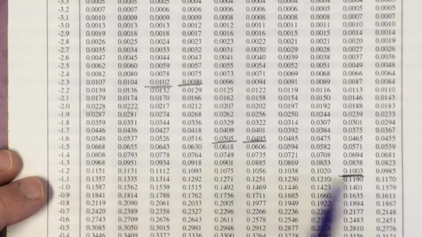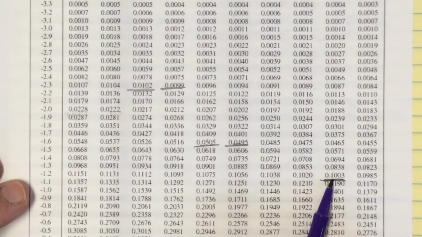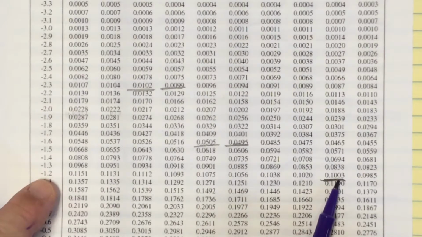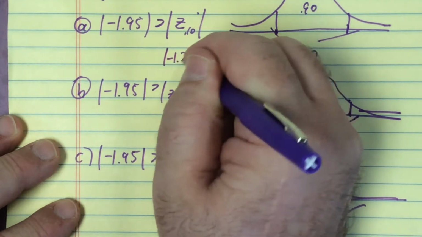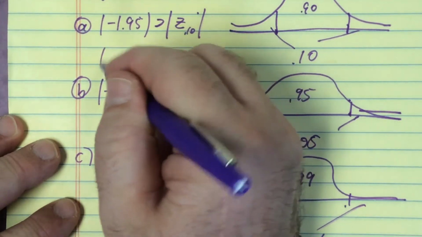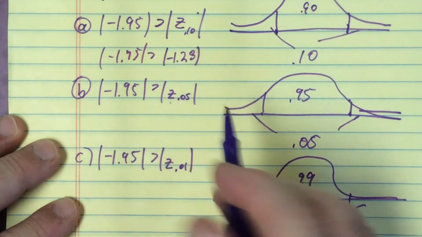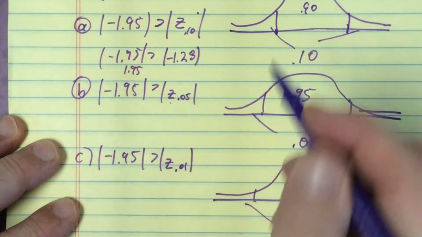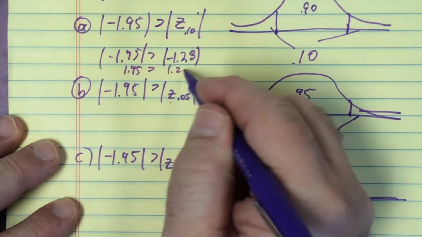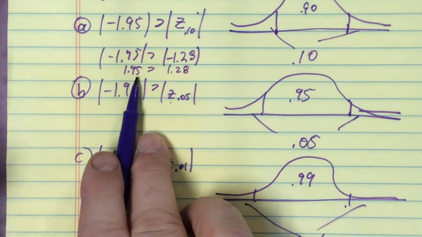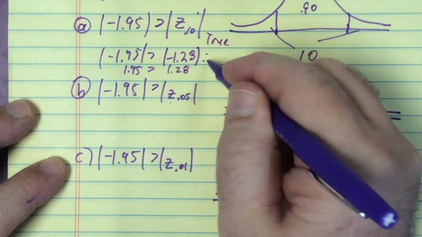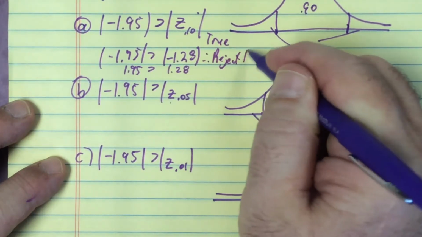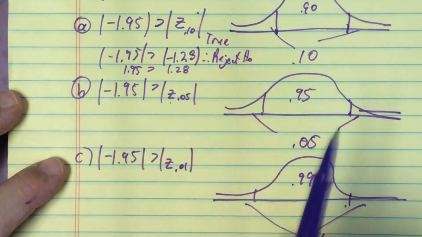And you notice that I did some of this work ahead of time. So the closest one we have is like 0.1003, and the z-score that generates is going to be negative 1.28. So that's going to be here, negative 1.28. And we'll see here that 1.95 is going to be greater than 1.28. So based on this test statistic, we would say that this is true. Therefore, we would reject the null hypothesis based on what we have here.